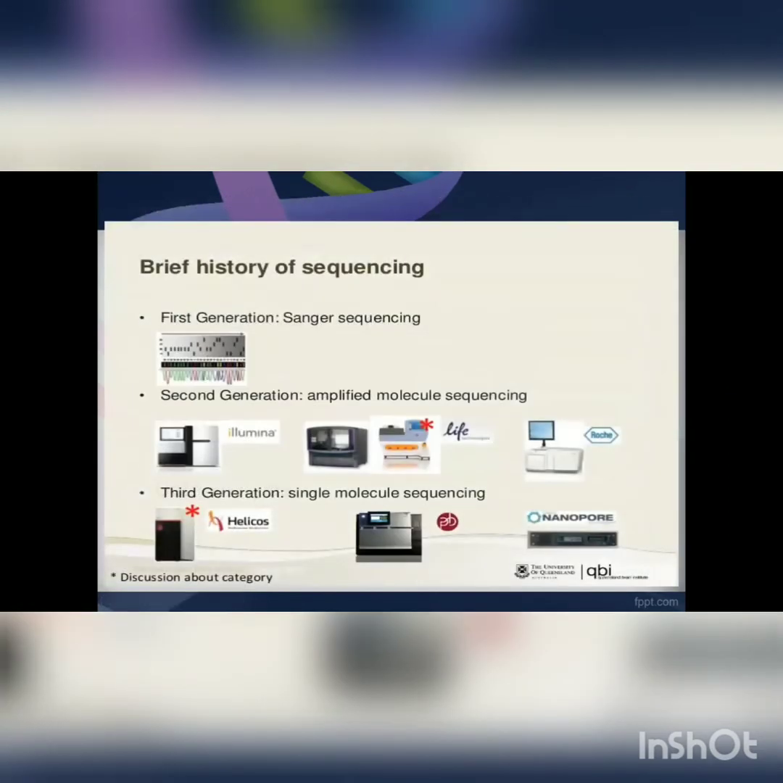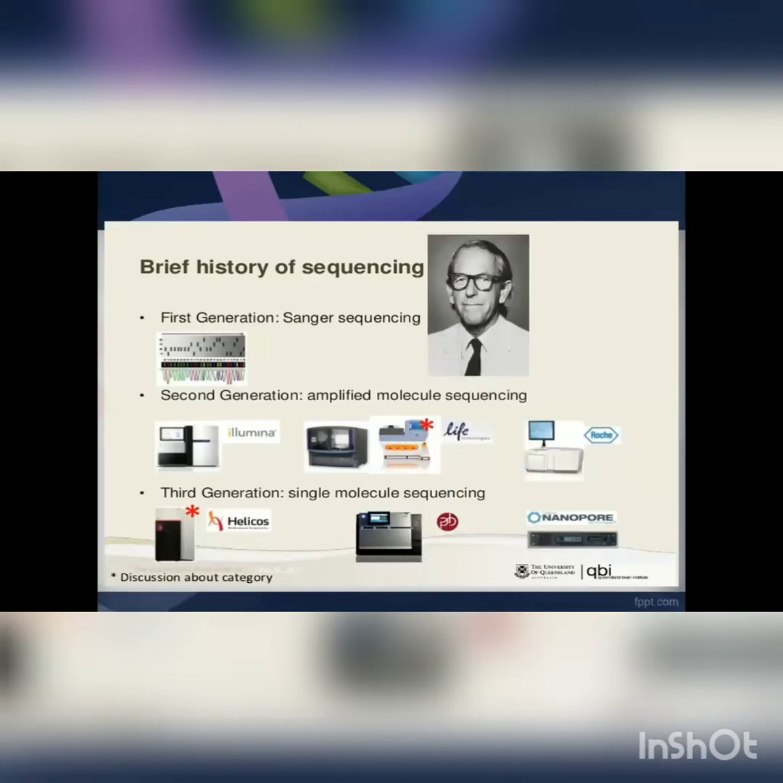So coming to a brief history of sequencing, there are three generations of sequencing. The first generation of sequencing was called Sanger sequencing, and it was developed by Frederick Sanger in the year 1977. This technique involves the incorporation of chain-terminating dideoxynucleotides by the DNA polymerase during in vitro DNA replication.